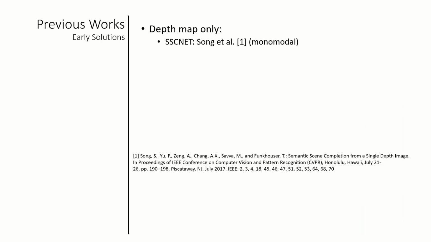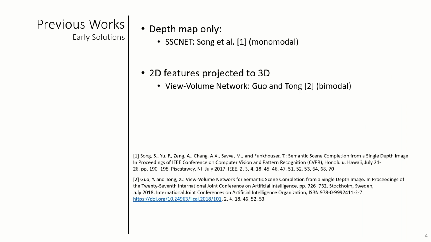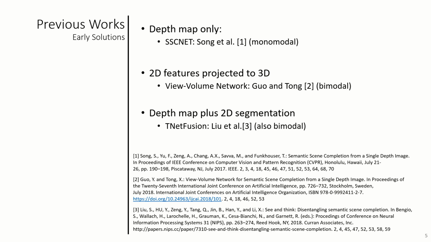Very early solutions rely only on the depth map to perform the task. The next set of solutions started to explore more modes of the input image, projecting 2D features to 3D and fusing them to the visible surface volume in a Bimodal network. After that, most solutions started to explore 2D segmentation networks to extract features from the RGB image and then project to 3D to further perform fusion.